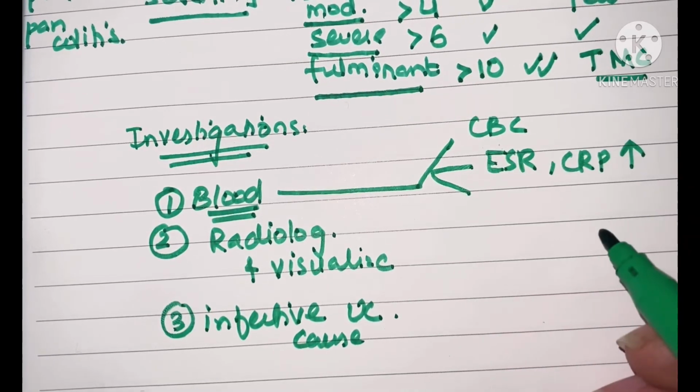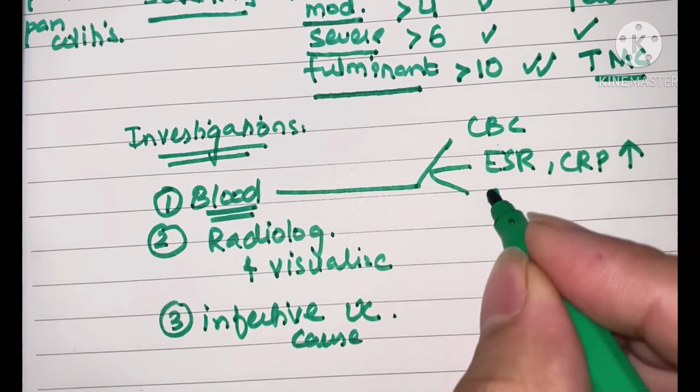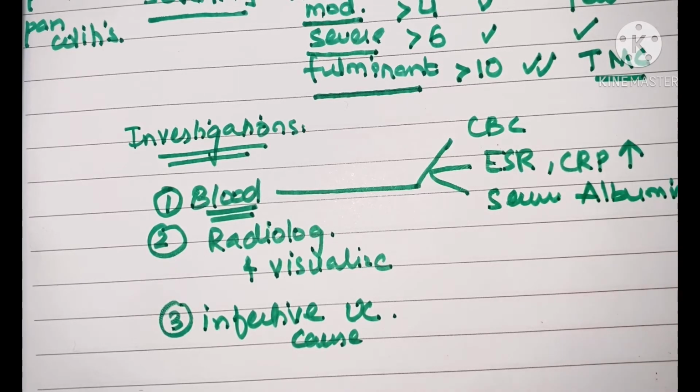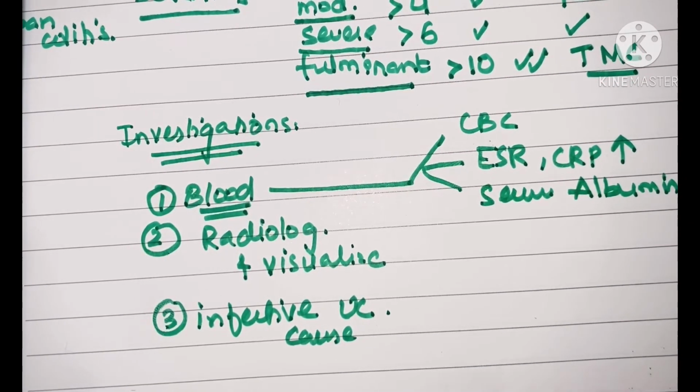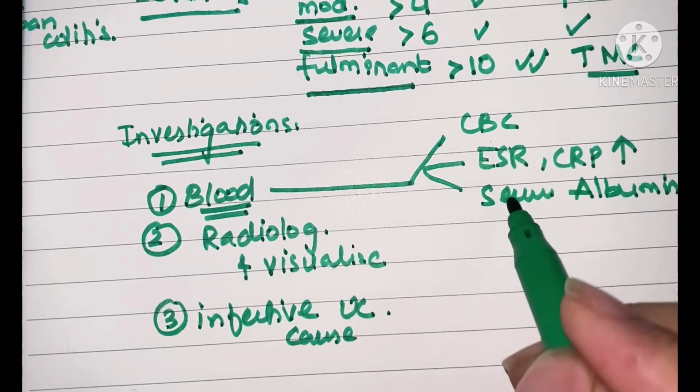So the third investigation in the blood is that whenever bleeding occurs, albumin will also start to be lost from the blood. So we'll go for serum albumin levels. Now serum albumin levels, if they are less than 3 gram per liter, then it is evident that ulcerative colitis is present. Now these are the three investigations in this case.